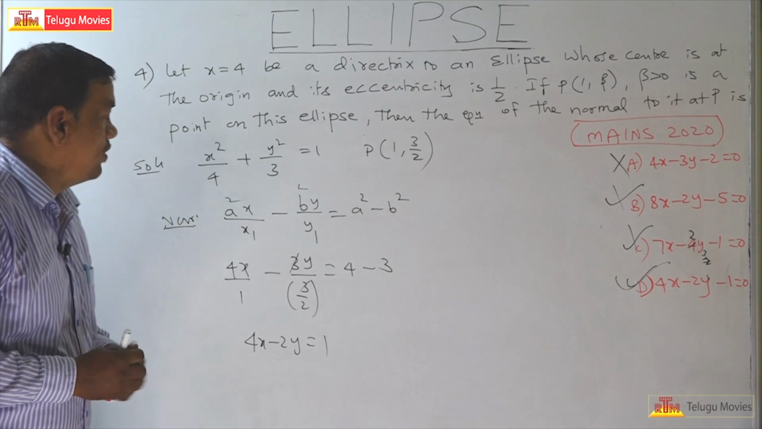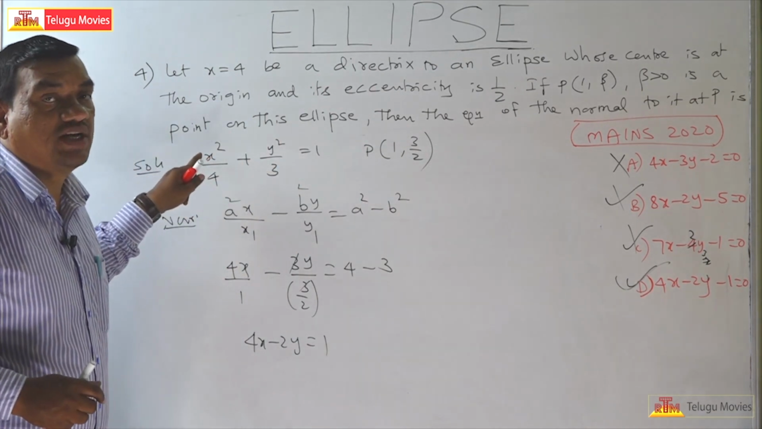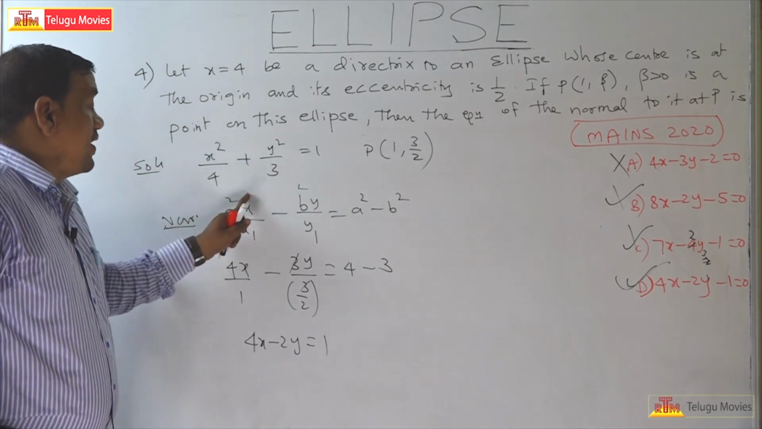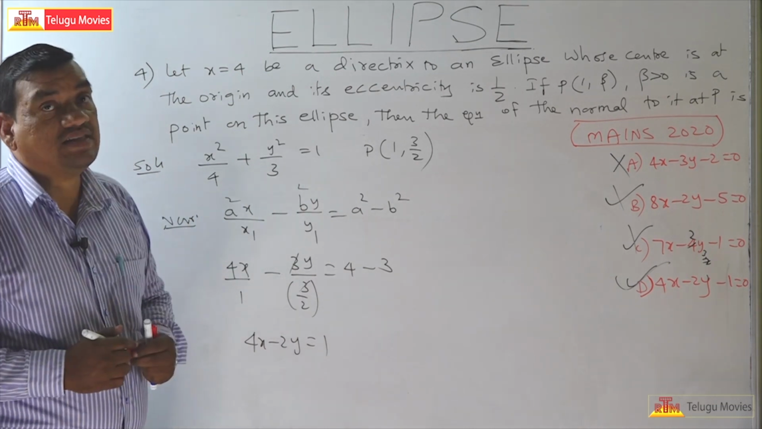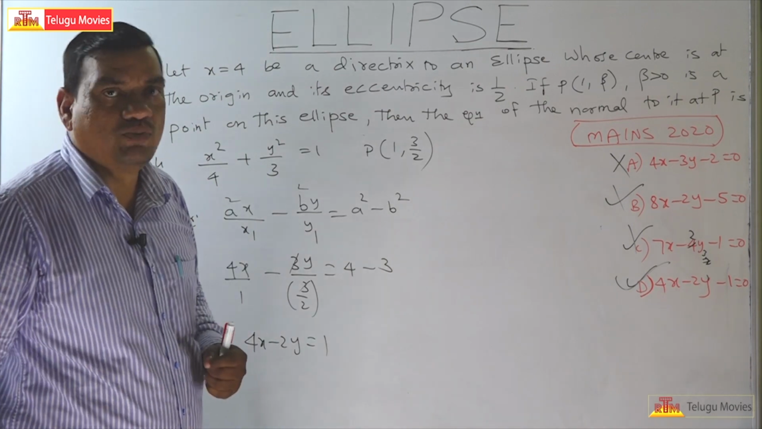So the equation of the normal at the point (x1, y1) to the ellipse x square by a square plus y square by b square is equal to 1 is a square x by x1 minus b square y by y1 is equal to a square minus b square. I hope you understand this solution. So let us go for the next problem.